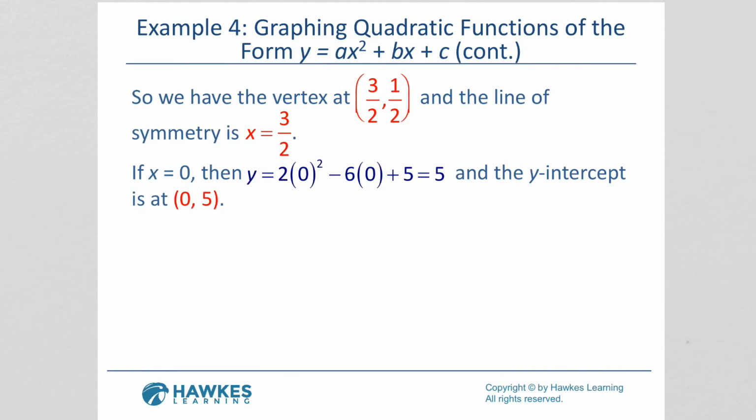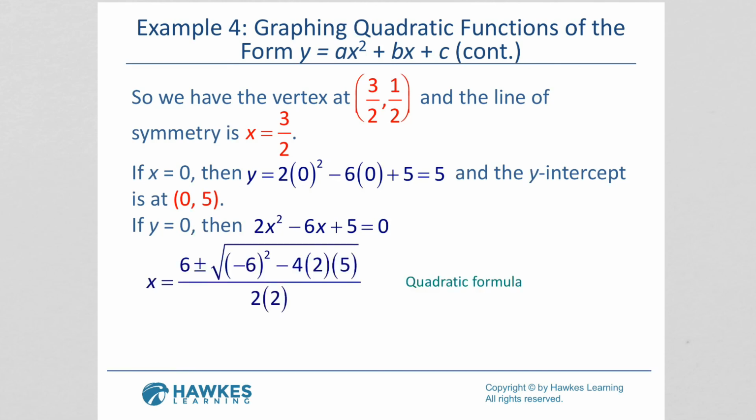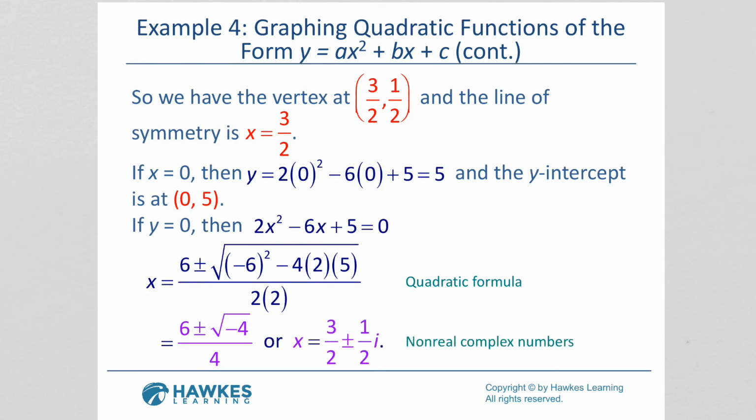If I plug x equals 0 in, I can figure out what my y-intercept is. So in this case, y equals 2 times 0 squared minus 6 times 0 plus 5, which means our y-intercept is 5. So our coordinate is (0, 5). If I let y equal 0, then 2x squared minus 6x plus 5 equals 0. Using the quadratic formula, that gives me x equals 6 plus or minus the square root of negative 6 squared minus 4 times 2 times 5, all over 2 times 2, which is 6 plus or minus the square root of negative 4 over 4, which is x equals 3 over 2 plus or minus 1/2 i.